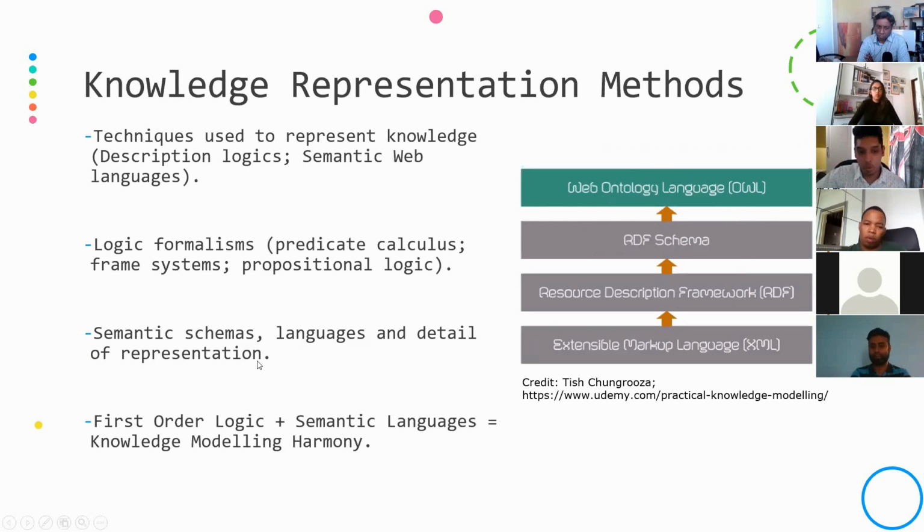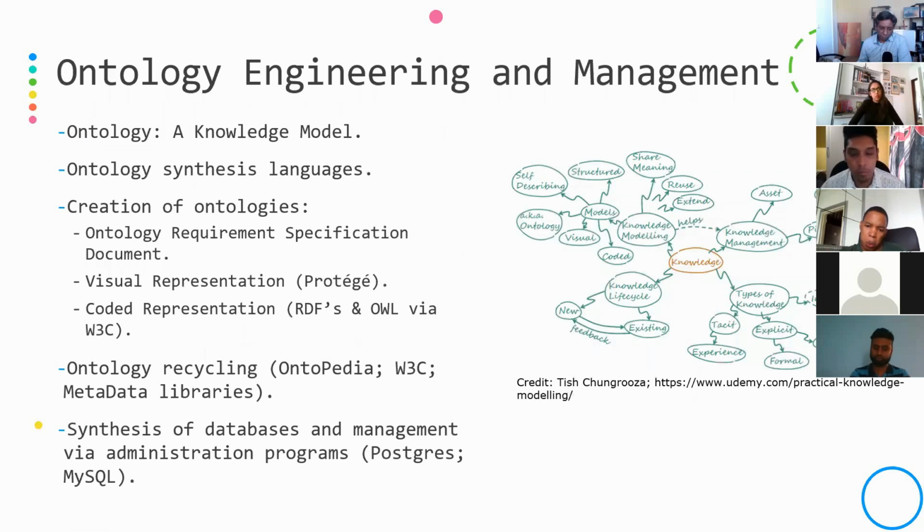So we're looking for that sweet spot between using first-order logic and semantic languages to create some kind of amalgamation of knowledge modeling which can work practically for end users as well. I'll be using the word ontology quite frequently, and a simple way to think about it is that it's just a simplistic form of a knowledge model. So the ontology synthesis languages that we'll be using as a group are the Resource Description Framework and the Web Ontology Language, as I mentioned before.